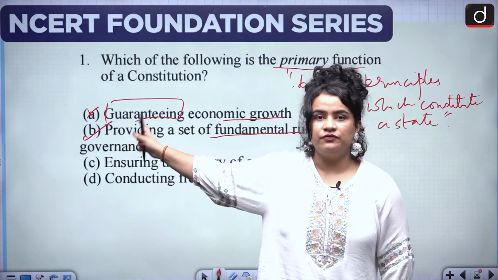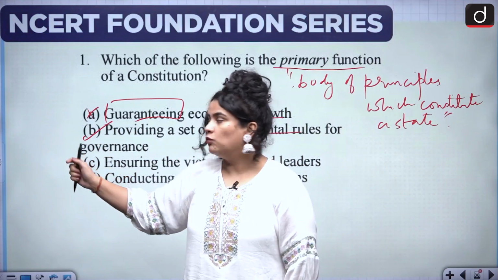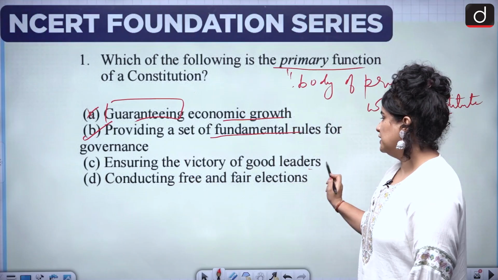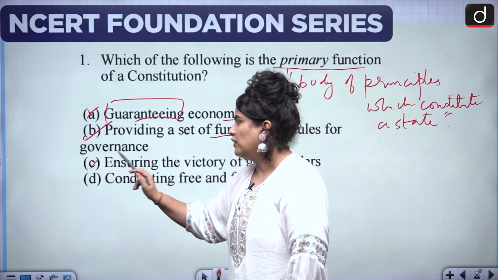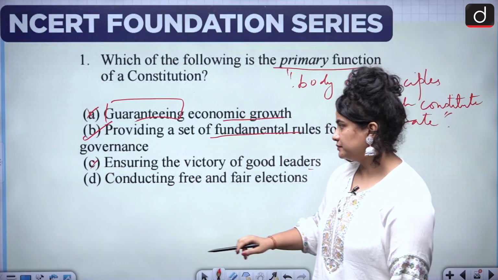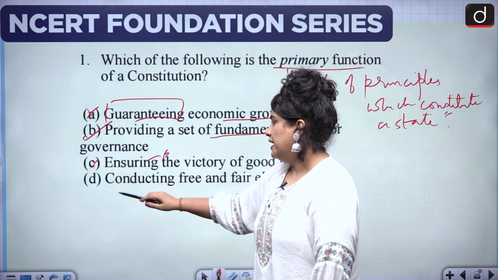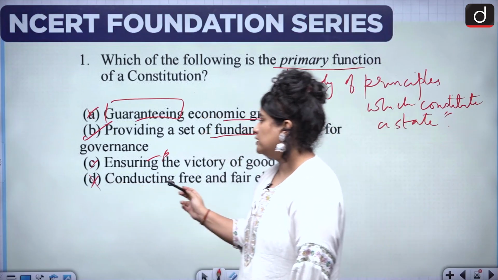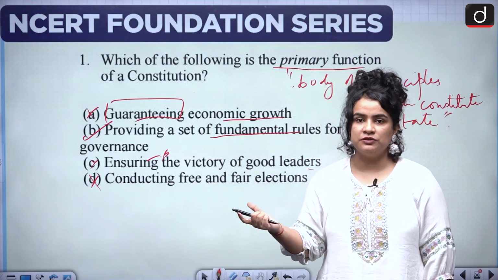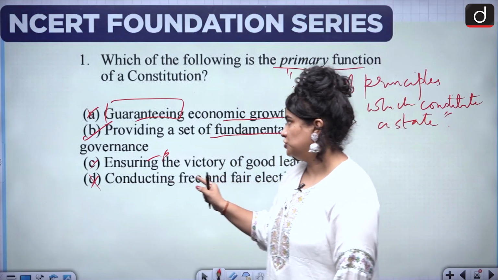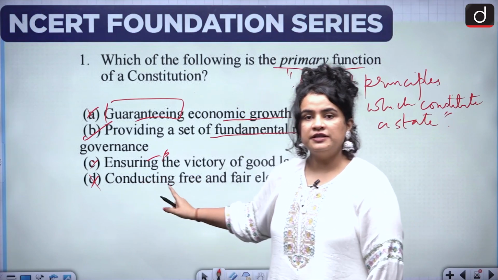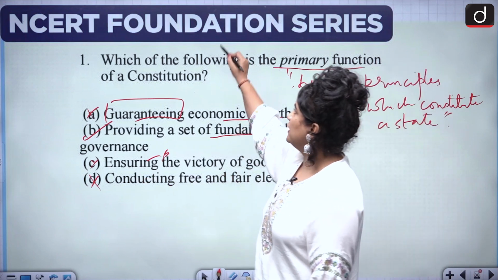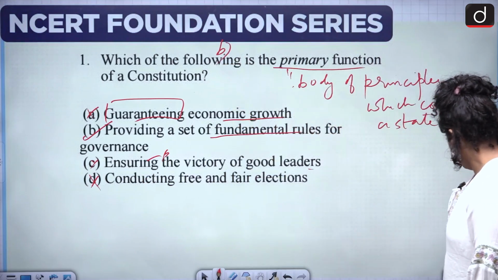Absolutely correct. That was the very first function that we studied while discussing the functions of the Constitution. C, ensuring the victory of good leaders. No, this is not the function of the Constitution, at least not the primary function. D, conducting free and fair elections. Again, not a primary function of the Constitution, but rather a precondition or a necessary condition for a democratic setup, for an effective democratic setup. So we have arrived at the correct answer, which is option B in this case.